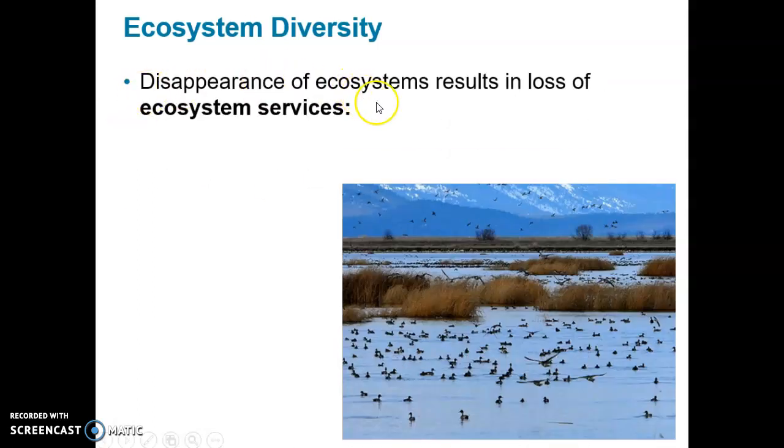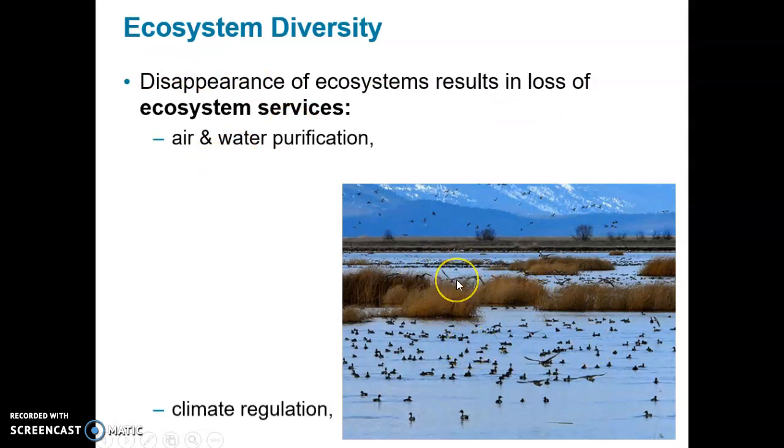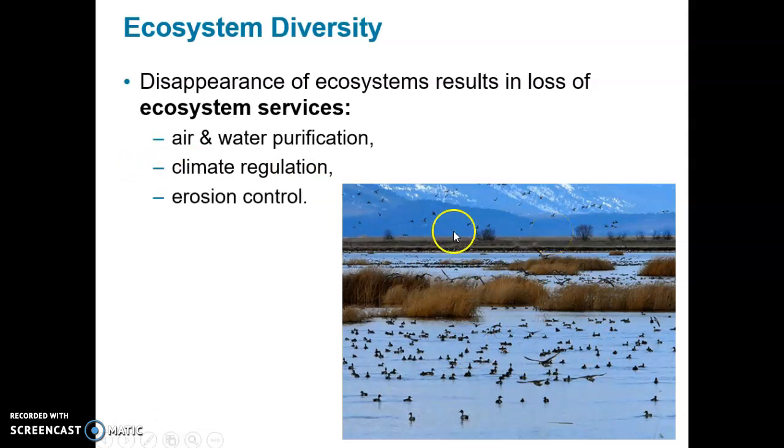So the disappearance of ecosystems results in the loss of the services that they provide. So things like air and water purification, climate regulation, erosion control, especially when we talk about wetlands. And then the services that are lost initially are local, but then they can be global depending on the size of the particular ecosystem and where it happens to be.